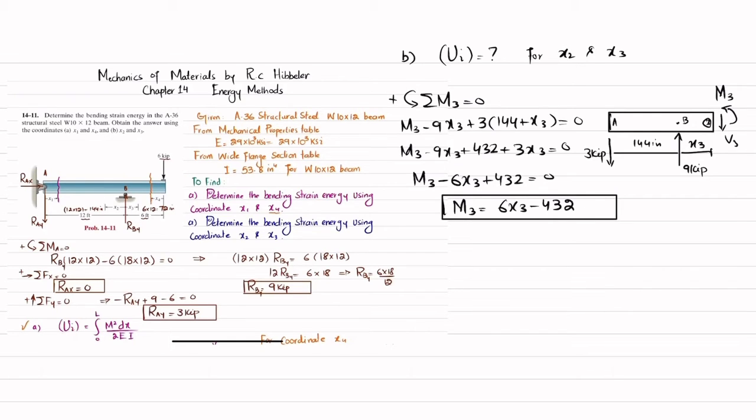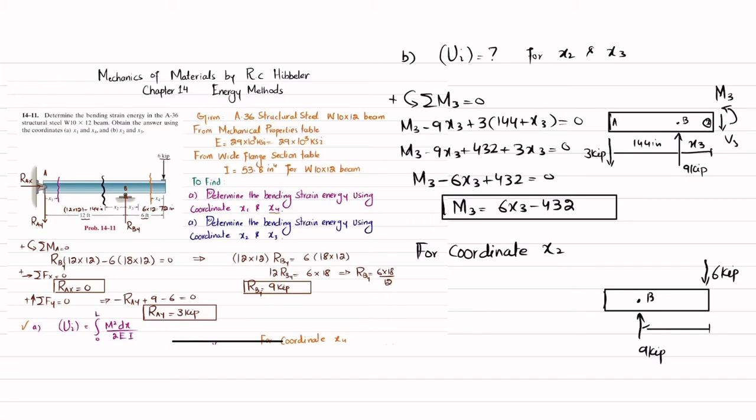Now what we are going to do is that for coordinate x2, we will cut the beam over here, and we will draw the free body diagram of this right hand side to find the moment for coordinate x2. So when you cut it over here and draw the free body diagram, I will draw it like this. You can see this is 6 kip. This is point B where you have the 9 kip load. This length is 72 inch, and this length is x2, which is coordinate x2.